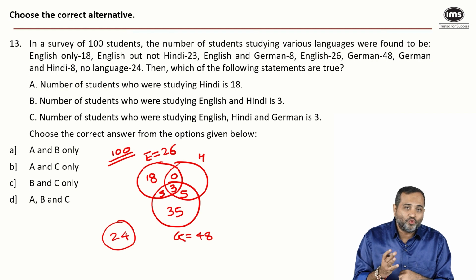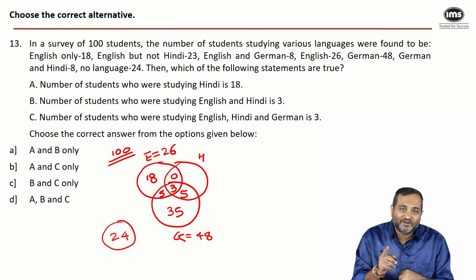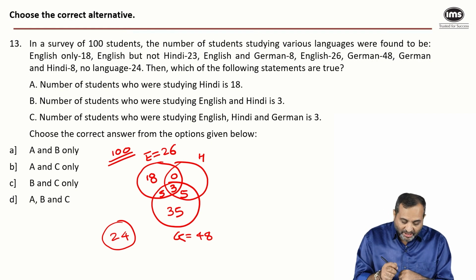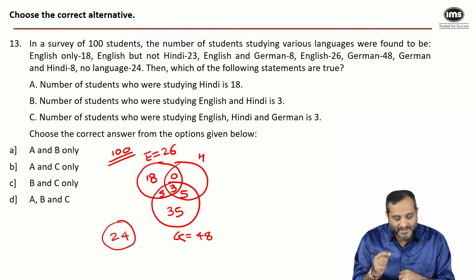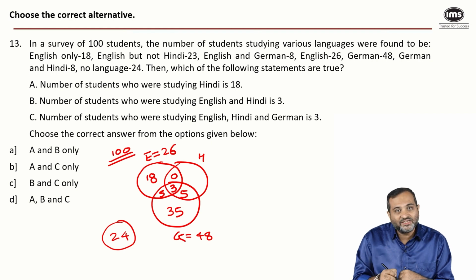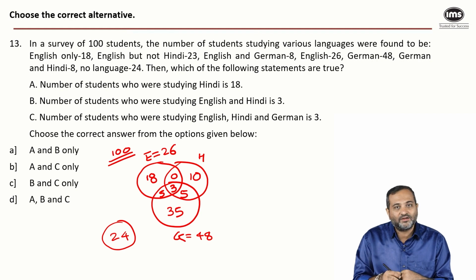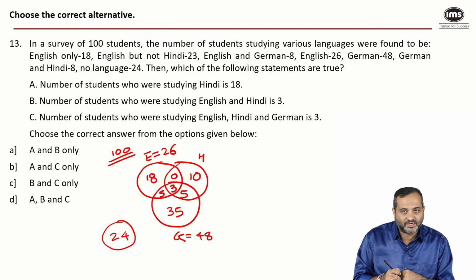So can I say if 24 students lie outside the circle, the addition of numbers inside my circle has to be a 76? Using this, I can find out the number of students who are studying only Hindi. So let's find that out. 18 plus 8 is a 26, 26 plus 5 is a 31, and 31 plus 35 is a 66. So can I say only Hindi should be 10 so that my total becomes a 76.